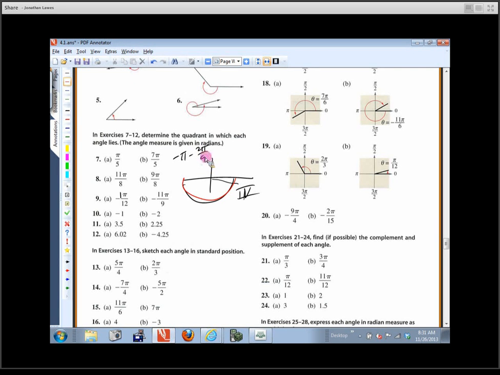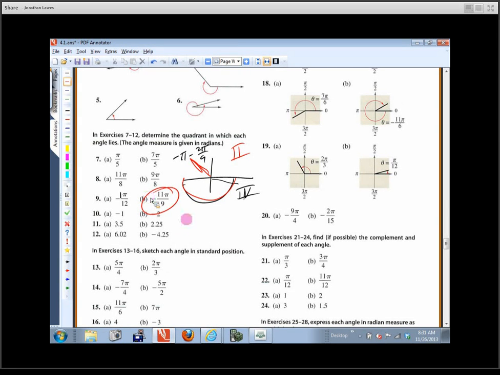So negative pi would be here, and then another 2/9 of pi. Remember, pi is a half circle. So we're doing 2/9 of a half circle. That's not even a half of a half circle. So that's going to be about right here. What quadrant? Quadrant 2. Now, if you struggled with this at all, what could we do with this right here to make it a measurement system that we're a little more familiar with?